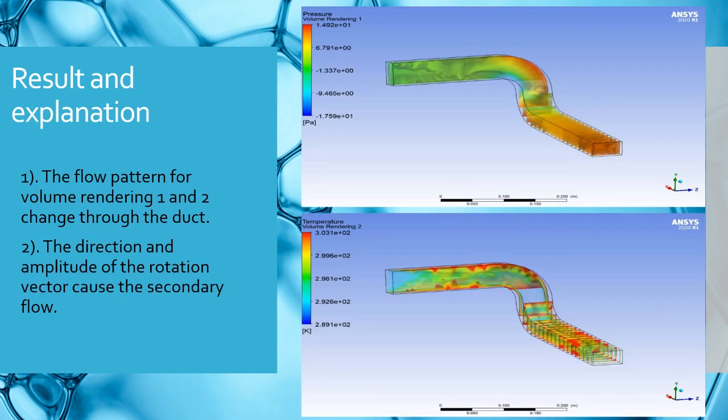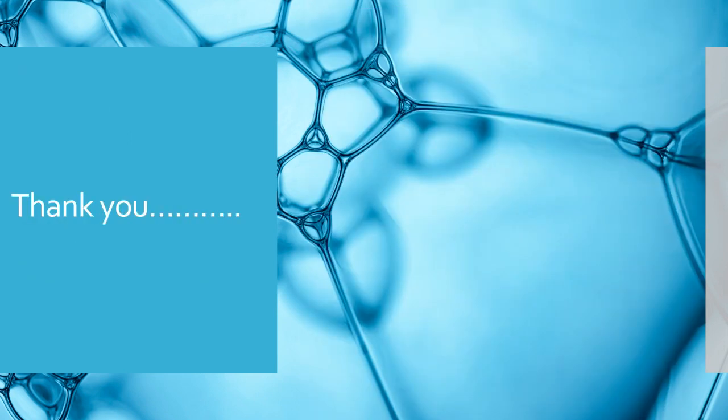As for volume rendering 1 and 2, the flow pattern changes through the duct. The direction and amplitude of the rotation vector cause the secondary flow. From us, thank you.